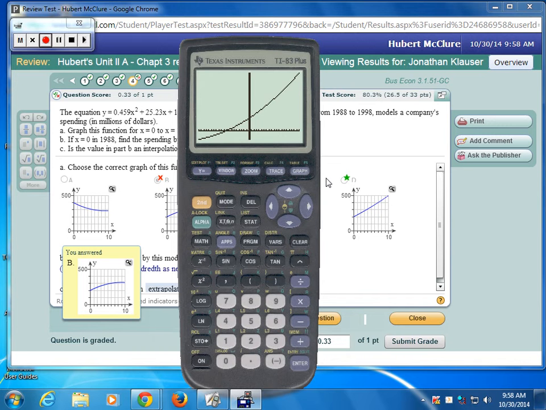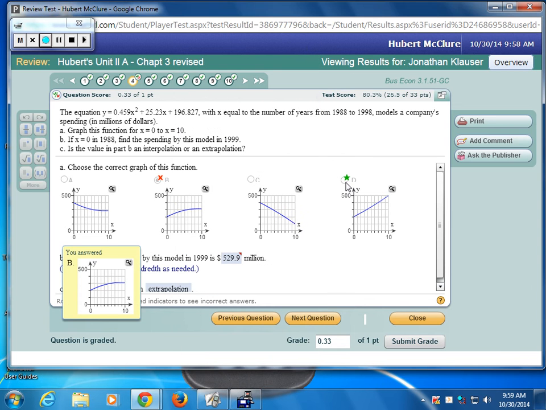The only time that needs to be on is when you actually do a statistical plot using list 1 and list 2, which is like your spreadsheet. All right, so here is your graph.